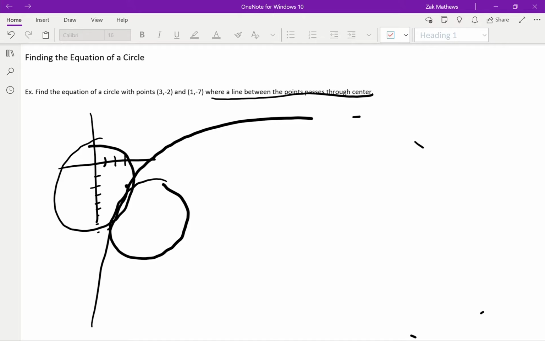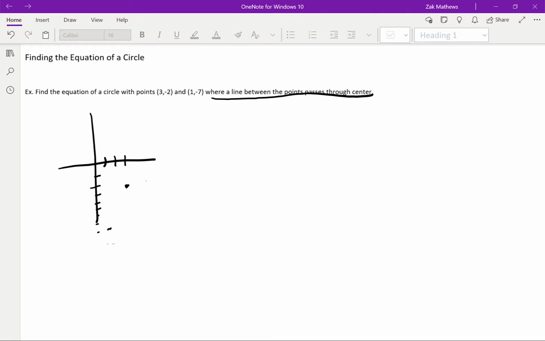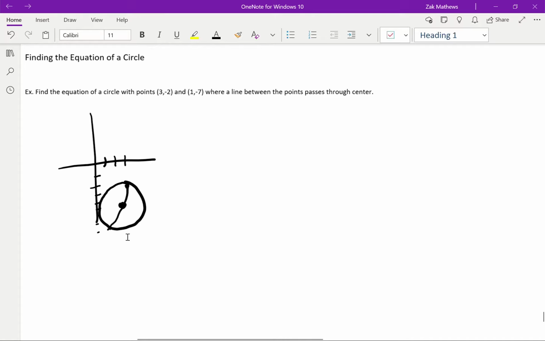It's none of these. The reason we know that is because it told us that a line between those two points passes through the center. So we have those 2 points, that line has to pass through the center, and so the circle must look something like that. That is a very important part of the problem, because it tells us that line is the diameter, and exactly half of that line would have to be the radius. We also know where the center is. It's the midpoint of those 2 points.